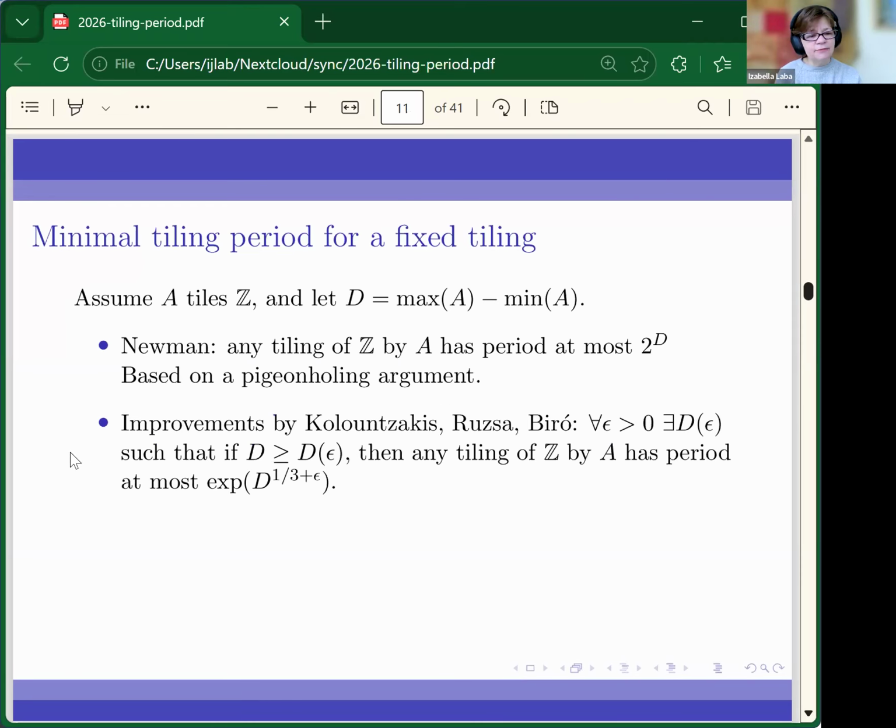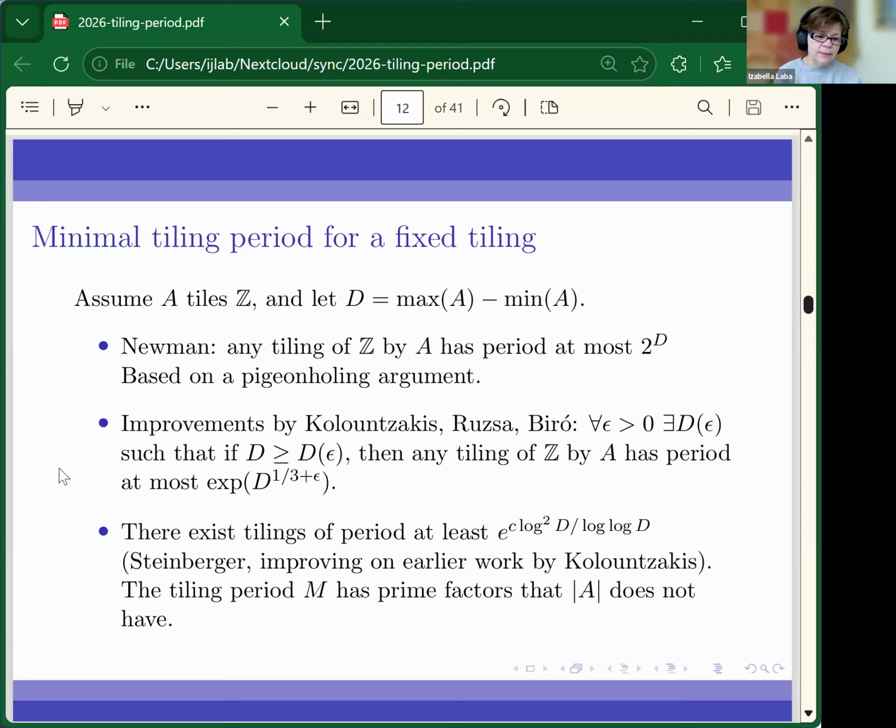There have been improvements by Kolountzakis, Ruzsa, and then the current best bound is due to Biro, which says that any tiling of Z by A has period at most exponential in D to the 1/3 plus epsilon, and that's for large enough diameters. It's possible that this could be improved. We don't know yet.